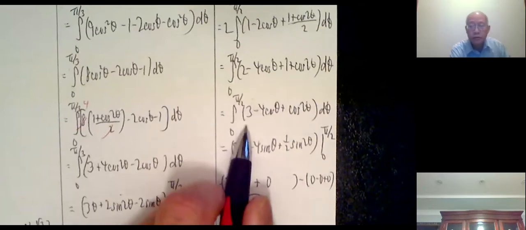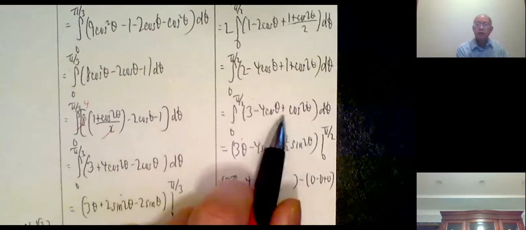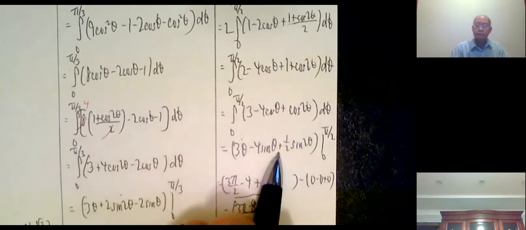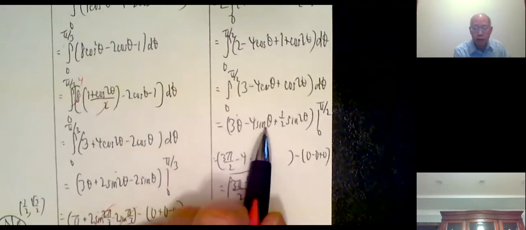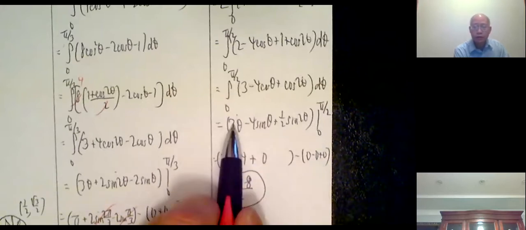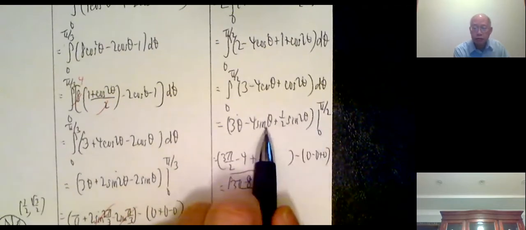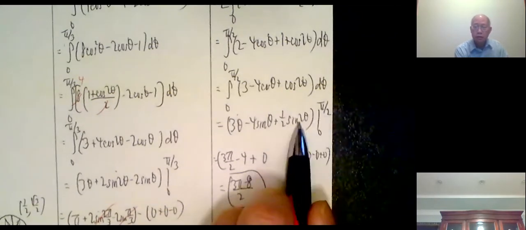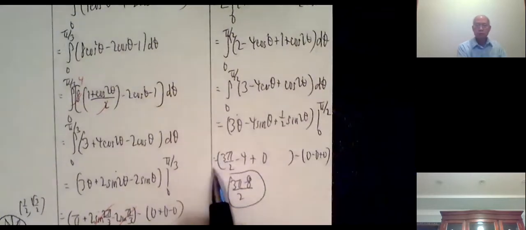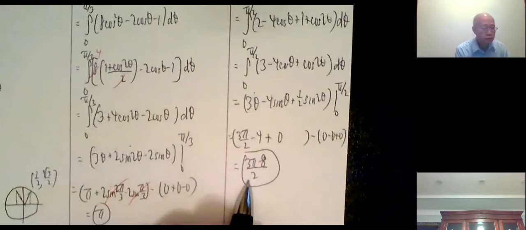So we integrate. 3 theta. Integral of negative 4 cosine theta is negative 4 sine theta. Integral of cosine 2 theta is sine of 2 theta times 1/2. Okay, plug in 0, you get 0. 3 times 0 is 0. Sine of 0 is 0, so that's all nothing. Plug in pi over 2. 3 times pi over 2, 3 pi over 2. Sine of pi over 2 is 1, and 1 times that is negative 4. So 3 pi over 2 minus 4. I'll write it as 3 pi minus 8 over 2.